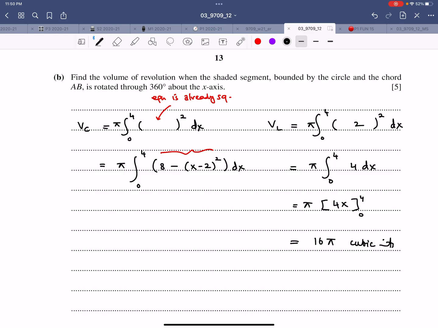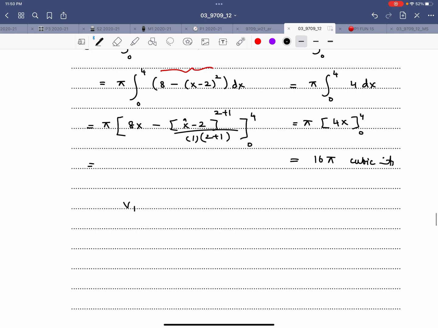What is the answer for the other part? So the answer for the other part is normal integration, that is pi, 8x minus (x minus 2) to the power 2 plus 1 over 2 plus 1, derivative of x is 1, and don't forget the limits 0 and 4, and you would evaluate, you would get the answer. So therefore volume between the two is volume under the curve minus volume under the line. That is the answer for this part.